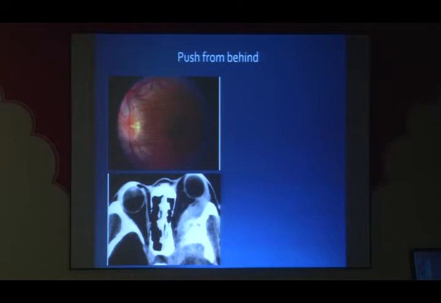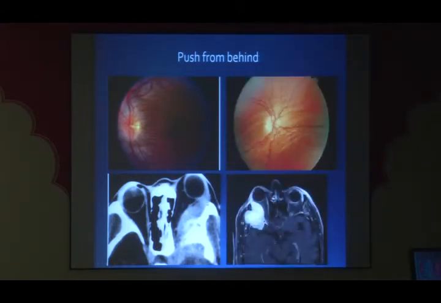Any push from behind, as for example in an orbital mass with indentation of the eyeball from behind, especially if it occurs at the posterior pole or eccentrically outside the posterior pole, can also result in striae like this, and we should have a high index of suspicion for these cases in which we find striae where there is proptosis and other signs of space-occupying lesion in the orbit.